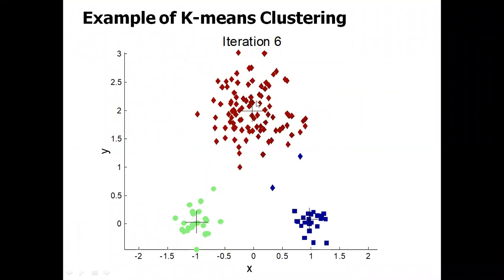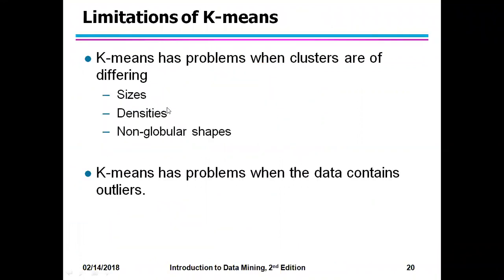There are some limitations with respect to k-means. What are those? The limitations lie with sizes, densities, and non-globular shapes. K-means has problems when the data contains outliers, that is, noise. If it contains any unrelated data, at that time it might fail.